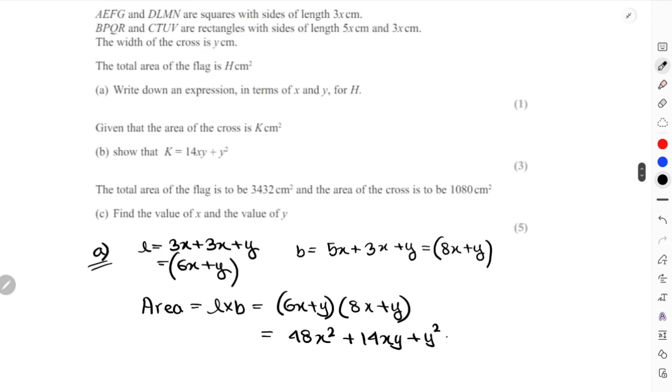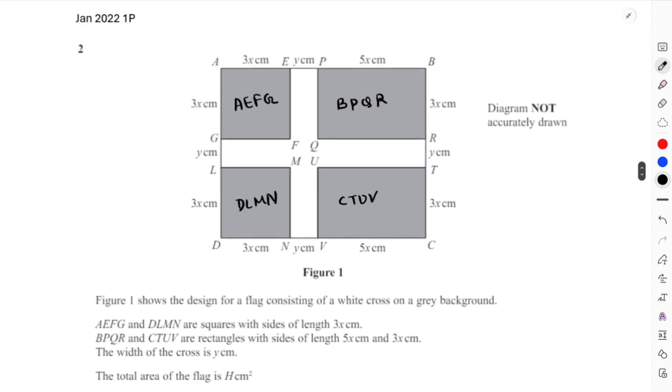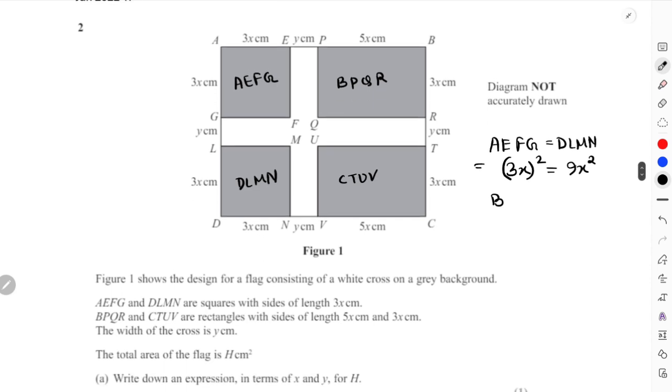In part B, it says that given that the area of the cross is k, we can find out the value for k. For the cross only, I just have to subtract the areas for AEFG, DLMN, BPQR and CTUV from the total area. Now I already know that AEFG and DLMN are squares, right? They are both going to have areas of 3x whole square, that is going to be 9x square, and then again the area for BPQR is equal to CTUV.